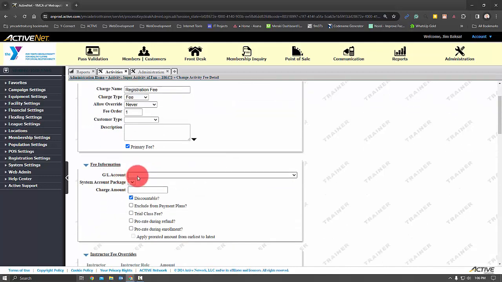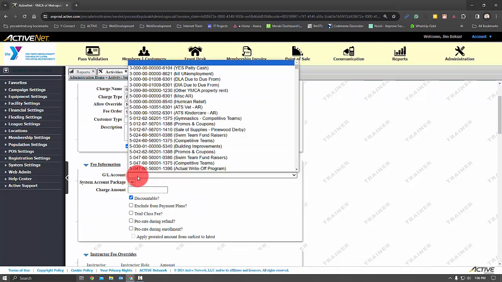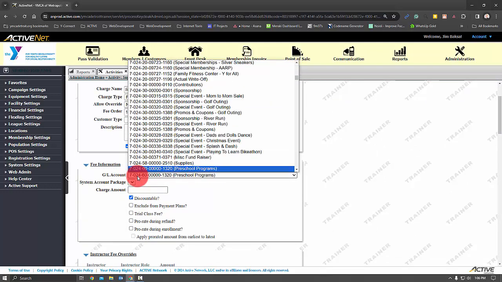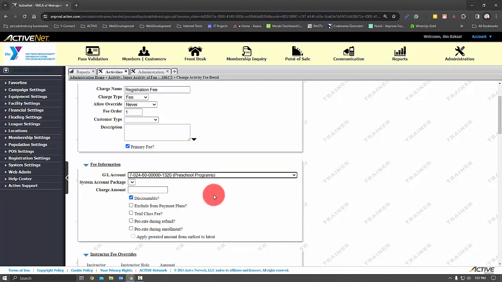We're going to come down to the GL account, and I'm just going to toss in 7024 60 1 2 3 4 5 13 20 preschool programs for swimming. Our super activity of fun is going to be a swim program. Okay. Now we need to figure out our charge amount. So again, I said this is what the member is going to pay, and it should be the most a member pays, barring anything like late fees. So let's say in this instance, the member is going to pay $100 for this program.